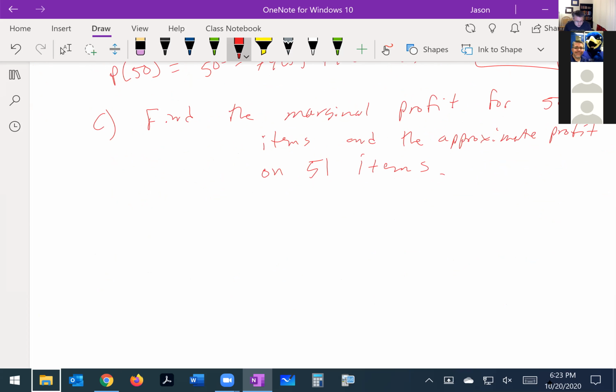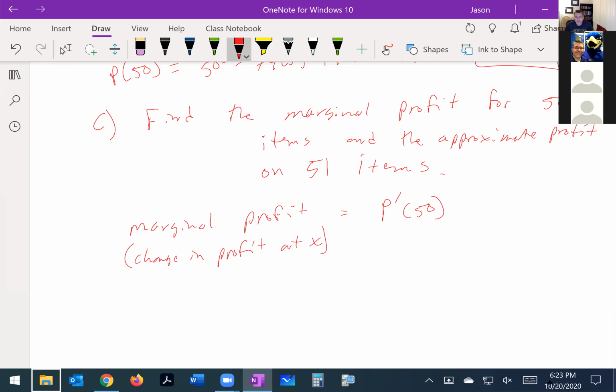Okay, so let's find the marginal profit. The marginal profit is going to be equal to P prime of 50. That's the marginal profit. The marginal profit is the change in profit at X. The marginals are the change in profit at X.